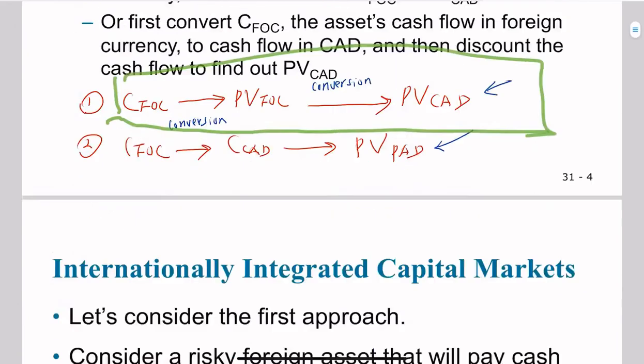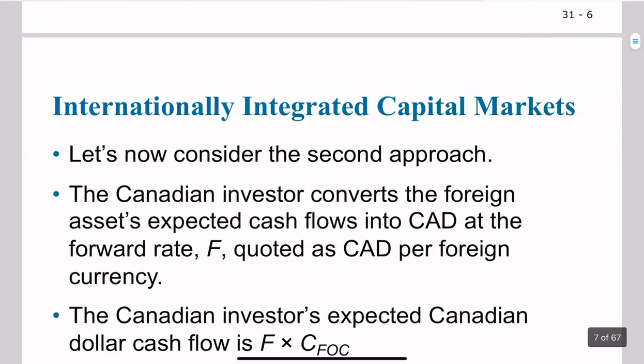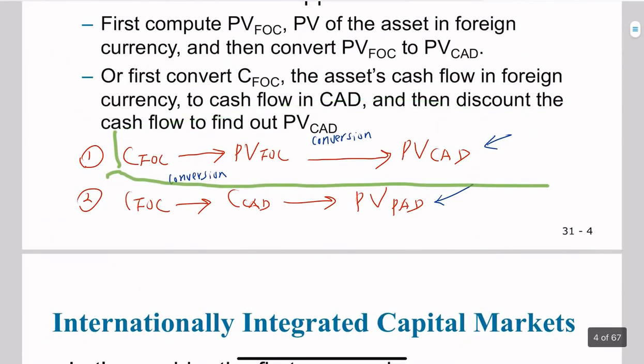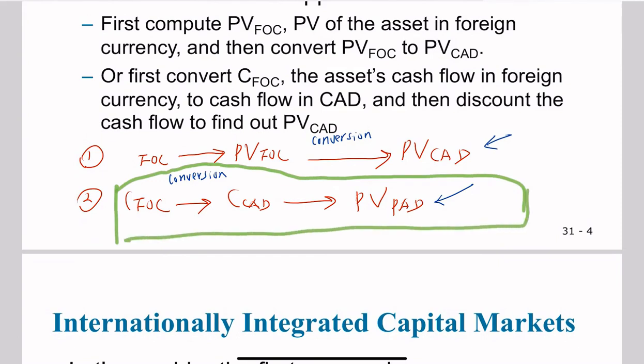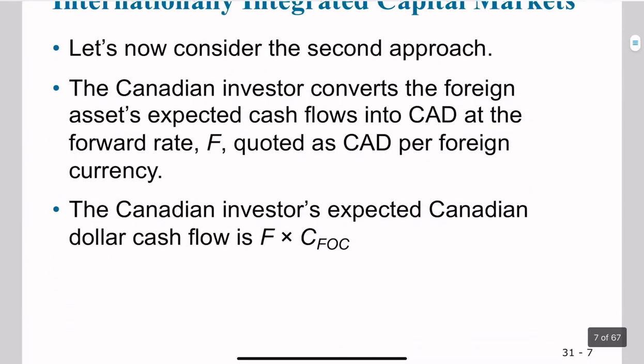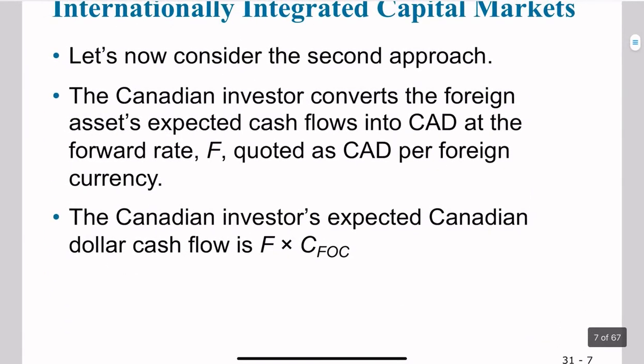Now we think about the second approach. In the second approach, you will first do the conversion. You will first convert the foreign cash flow into cash flows in Canadian dollars, and then you will do the present value calculation. So now the Canadian investor will convert the foreign asset's cash flows into Canadian dollars.